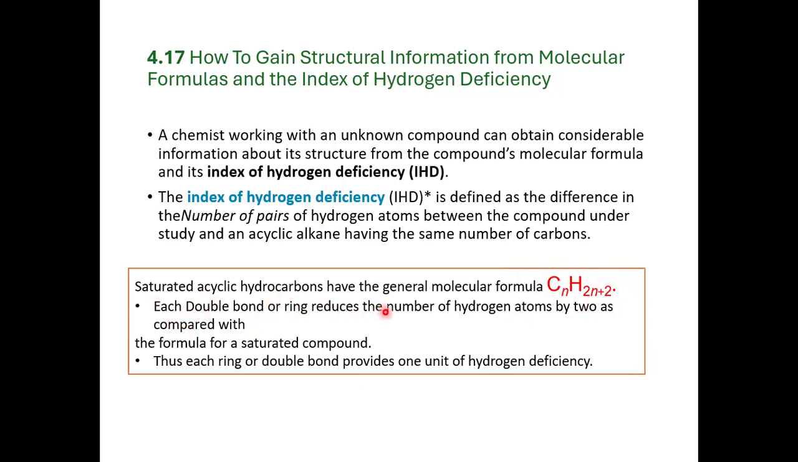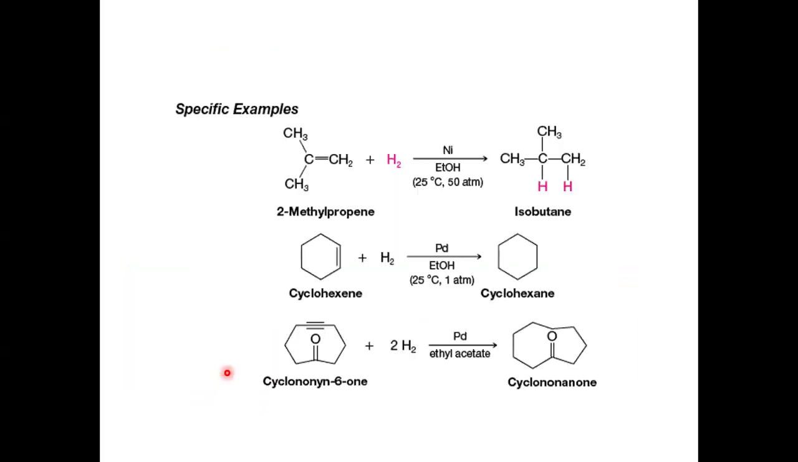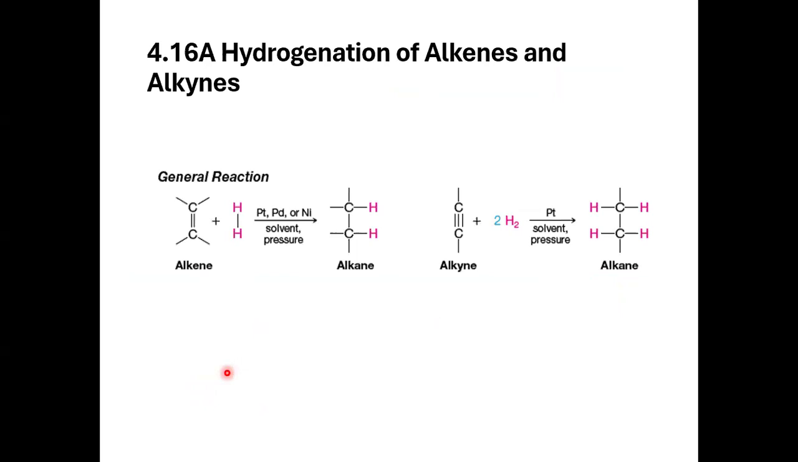Each double bond or ring reduces the number of hydrogen atoms by 2 as compared with the formula of the saturated compound. And thus, each ring or double bond provides 1 unit of hydrogen deficiency. So for example, let's see here. Okay, so you will see here that in this alkene form, it has fewer hydrogens. If this is ethene, with hydrogens here, this is C2H4. If this is ethane, this is C2H6.